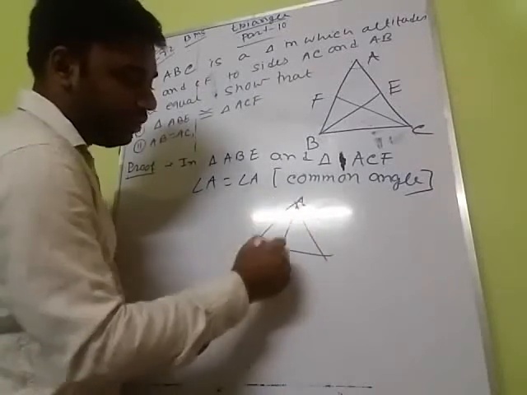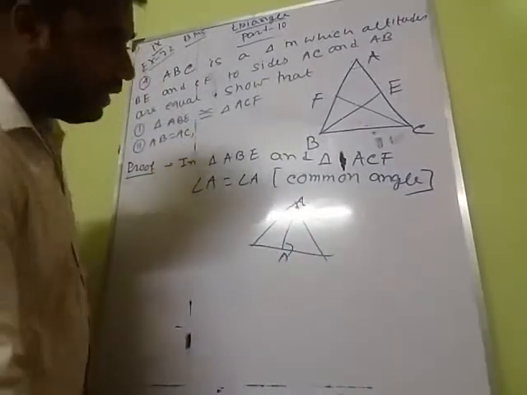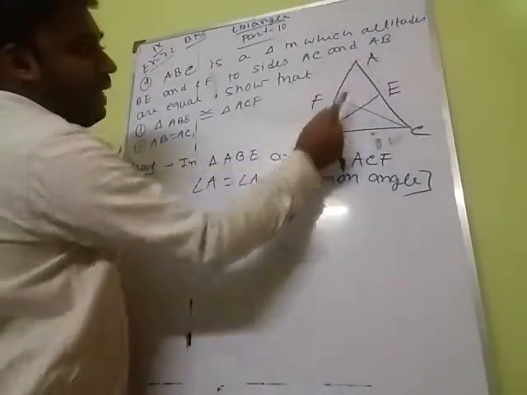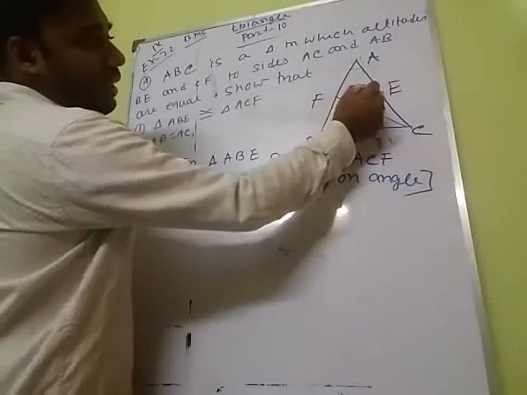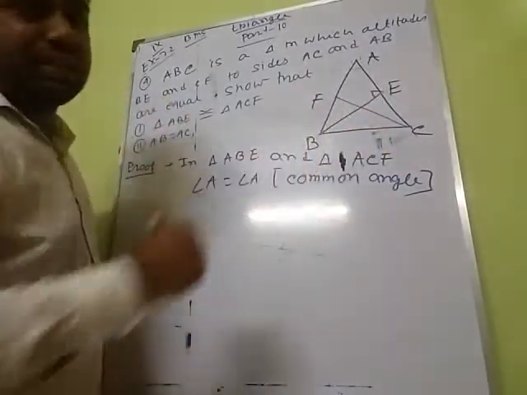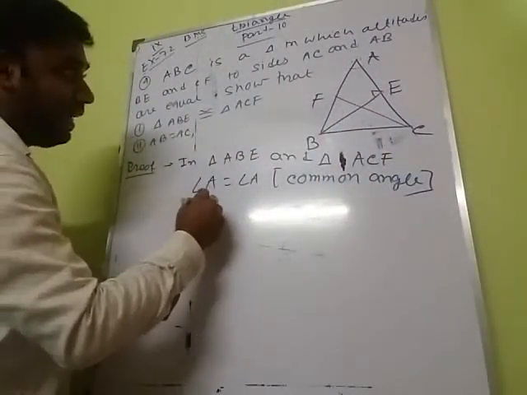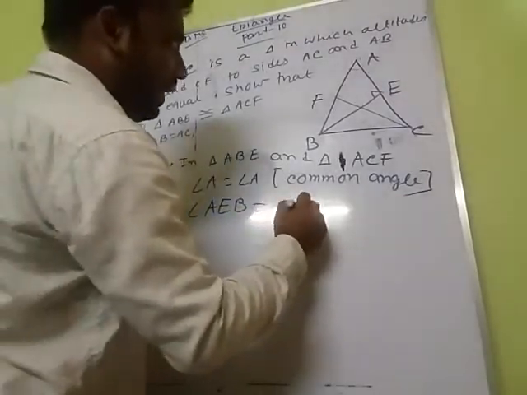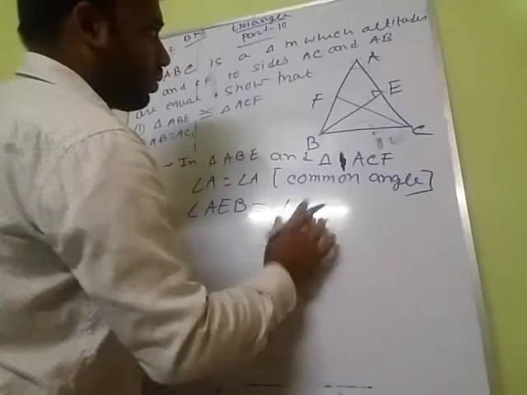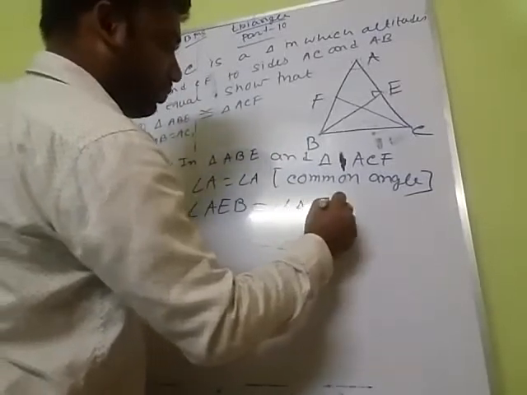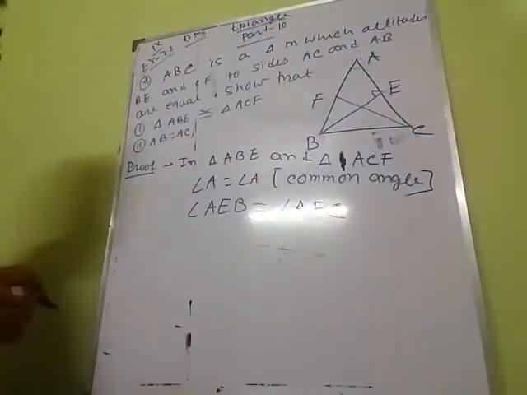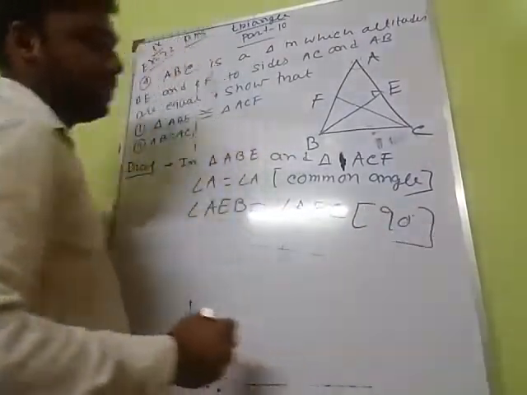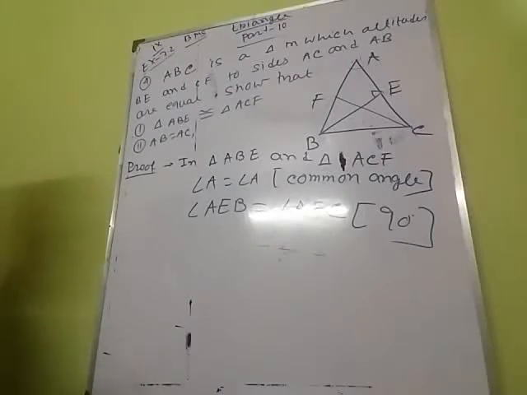Next, altitude means, for example, this is the altitude AD, and that angle is 90 degrees. So in the case of triangle ABE, as BE is the altitude, this angle is 90 degrees. Therefore angle AEB equals angle AFC in triangle AFC. Reason: both are 90 degrees. Okay, and two angles we have got.